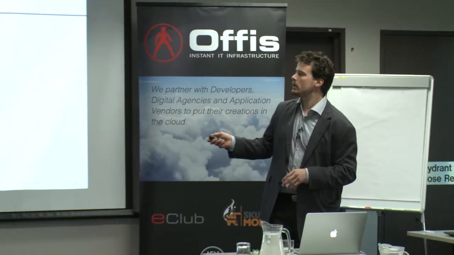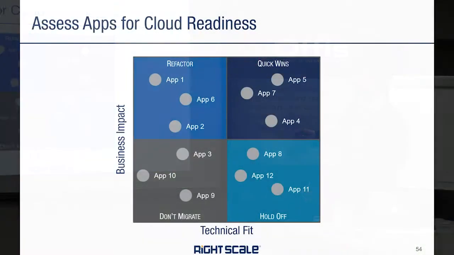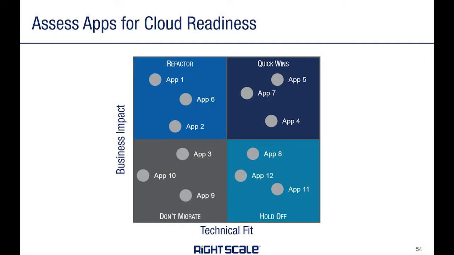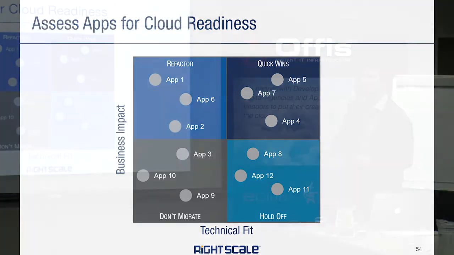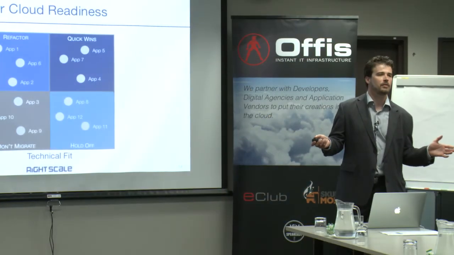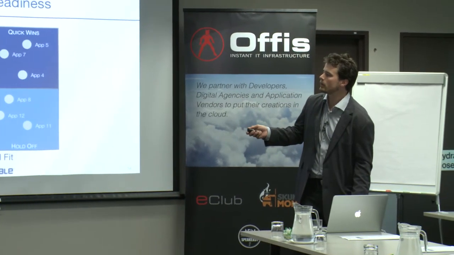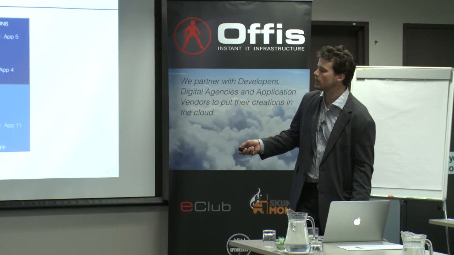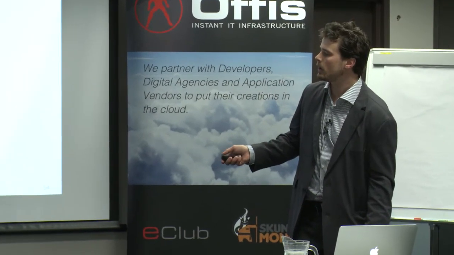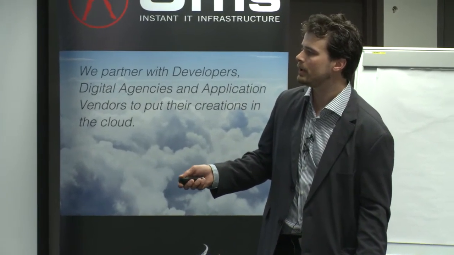And then what we do is we'll put together a nice matrix. So together we'll then decide, here's your magic quadrant of your quick wins, high business impact, high technical fit. Let's focus on those, and your nightmare scenarios where you'll probably leave those for the very end, or leave them where they're at and not touch them. These you may refactor because they have a high business impact but low technical fit. And these you may hold off, high technical fit but not a whole lot of reason to move.